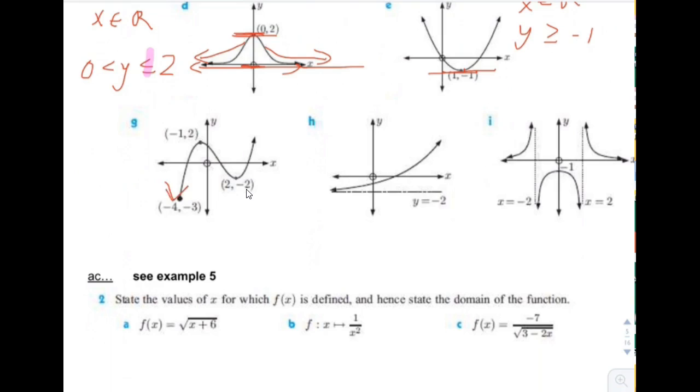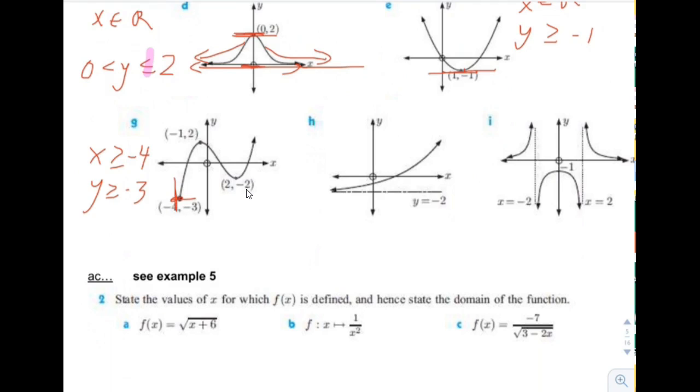Now, if this was like this, it would be all real numbers for domain and range, but it's not. It has a closed dot there. It stops. So the domain would start here, which is -4, and the range would start from -3. And I would put greater than or equal to in both cases because it's a closed dot here and not an open dot.